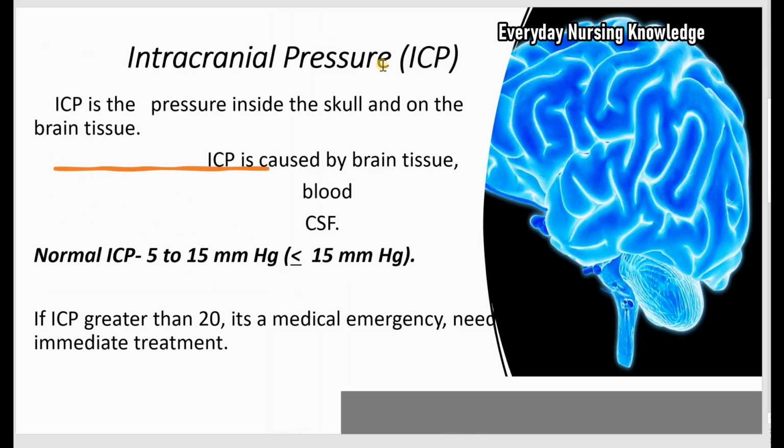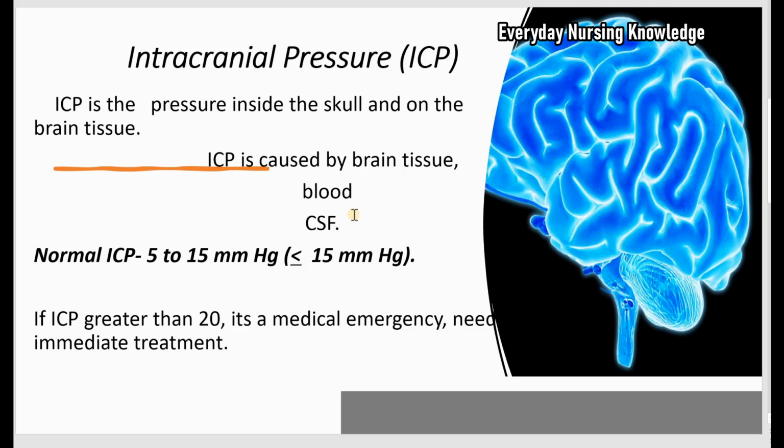What is intracranial pressure or ICP? It's the pressure within the skull and it's on the brain tissue. And what contributes to this intracranial pressure? It is caused by brain tissue itself, the blood flow to the brain, and cerebrospinal fluid. It's a fluid that protects the brain and the spinal cord.